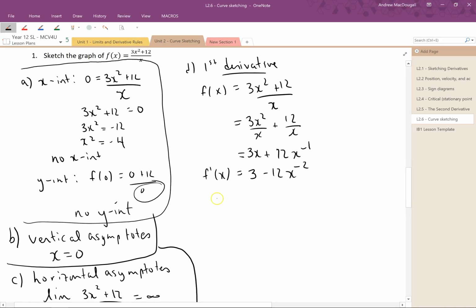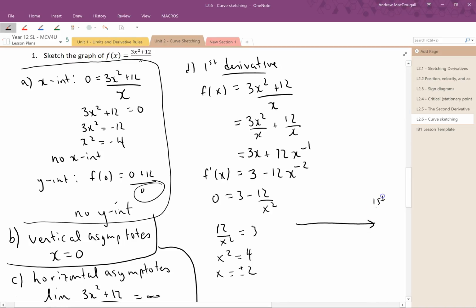Now, where is that equal to 0? It's equal to 0 when 12 over x squared equals 3, or x squared equals 4, so x is plus or minus 2. There are two critical points in this function, and these points are possibly going to be maxima or minima. So let's take a look.